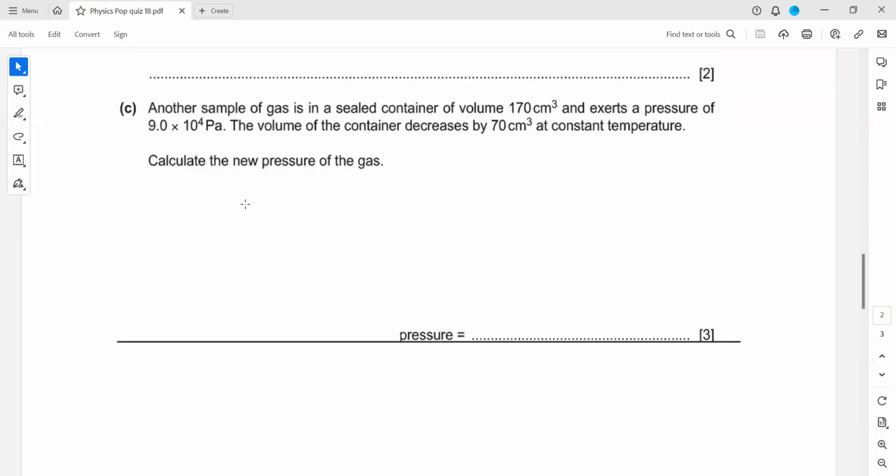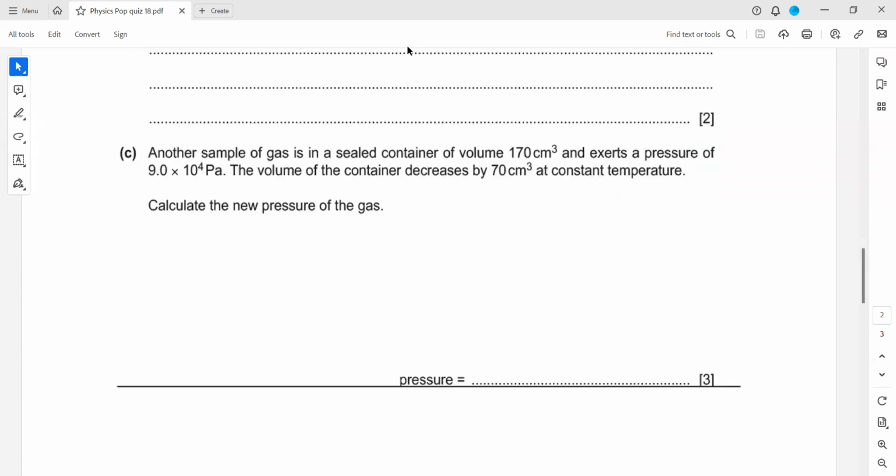So another sample of a gas is in a sealed container, which has a volume of 170. That is V1. It exerts a pressure of 9 × 10^4 Pascal, that is P1. The volume of the container is decreased by 70. So if it is originally 170 and it is decreased by 70, what will be the final volume? The V2 will be 100.